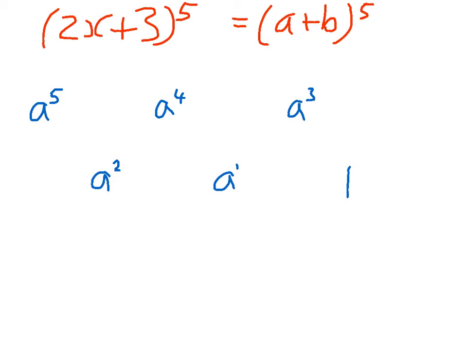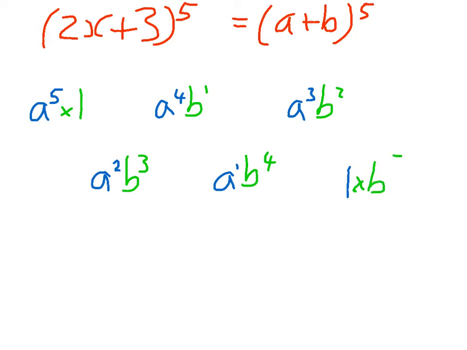So then we're going to work our way upwards with the second part, so in this case the b. This one here would be b to the 0, but again we're just going to put times 1. You can probably see that we don't even need that, but we'll put it anyway. Then b to the 1, b squared, b cubed, b to the 4, b to the power of 5. Okay, so that's our a and our b taken care of.